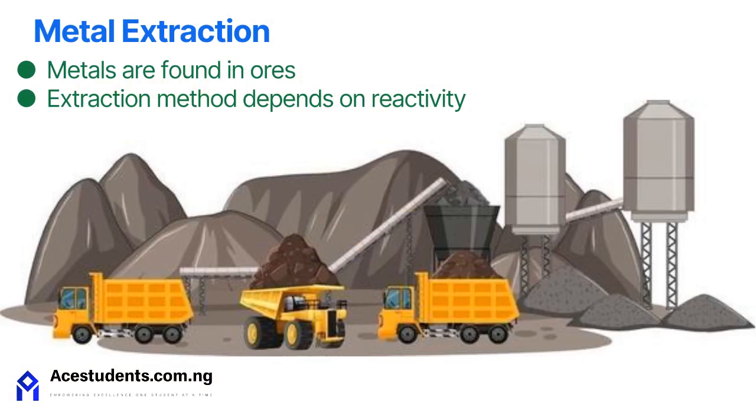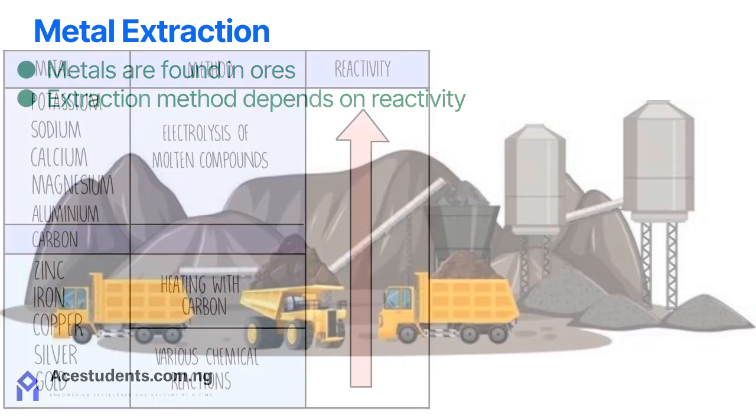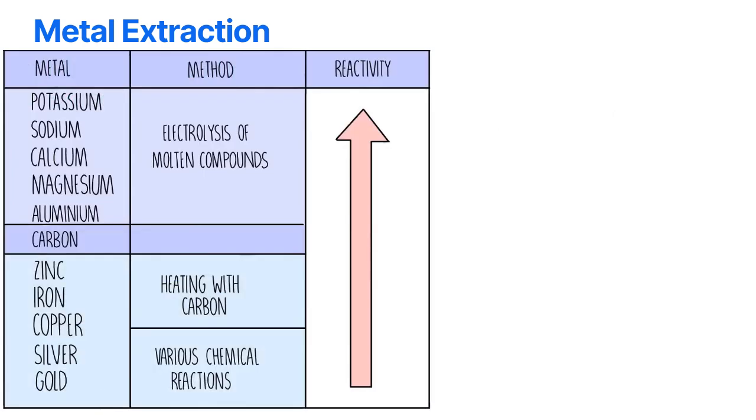Most metals are found in the Earth's crust as compounds, not as pure elements. To obtain the metal, we must extract it from its ore. The method of extraction depends on the metal's reactivity. The reactivity series is the guide for choosing the extraction method.